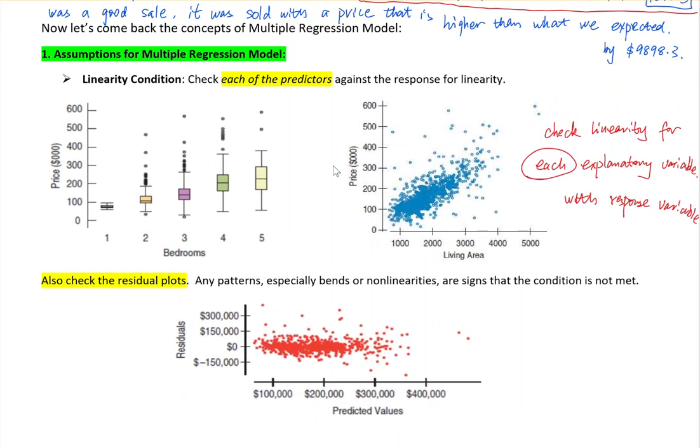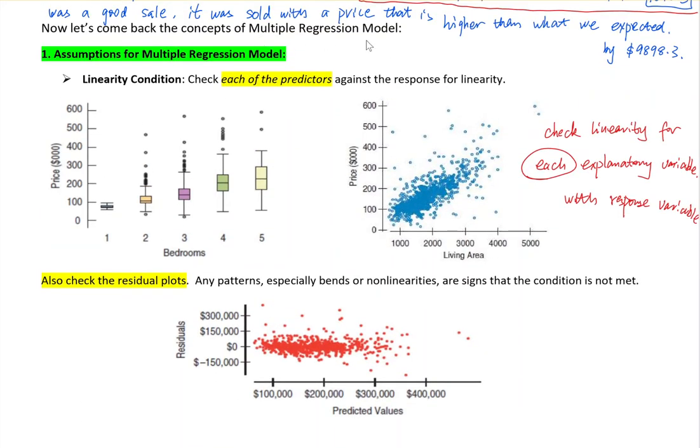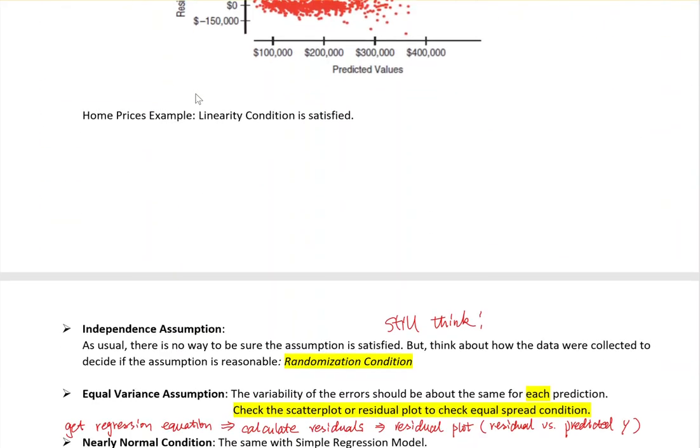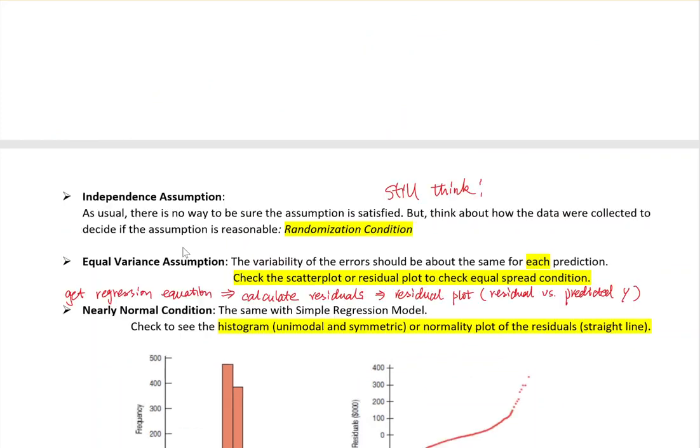All right. So before we do the hypothesis test, I want to talk about the assumptions first for the multiple regression model. For the multiple regression model, we still have 4 assumptions: the linearity assumption, the independence assumption, the equal variance assumption, and the normality assumption.